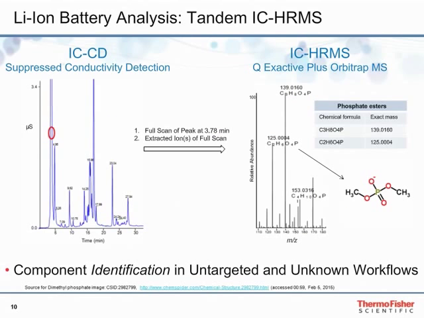An example of lithium-ion battery analysis using ion chromatography high-resolution mass spectrometry is shown here. In this work, a Thermo Scientific Q Exactive Orbitrap mass spectrometer provides component identification of lithium-ion battery degradation products in untargeted and unknown workflows. Results from the analysis of electrolyte degradation samples by ion chromatography using a potassium hydroxide eluent and suppressed conductivity detection is shown on the left.